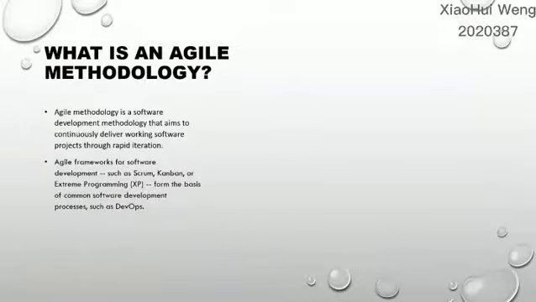So what is the agile methodology? Agile methodology is a software development methodology that aims to continuously deliver a working software project through rapid iteration. An agile framework for software development, such as Kanban, Scrum, or Extreme Programming, forms the basis of the common software development process, such as DevOps. And in this video, I'm just going to talk about Scrum and Kanban.